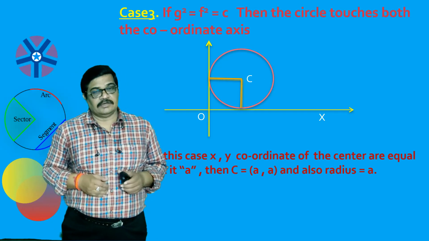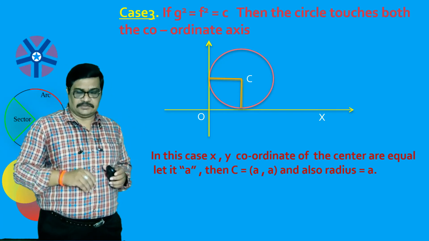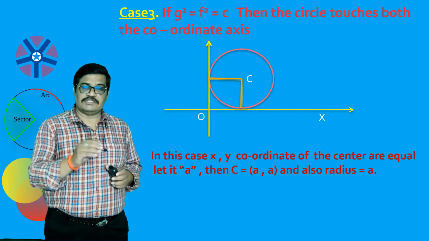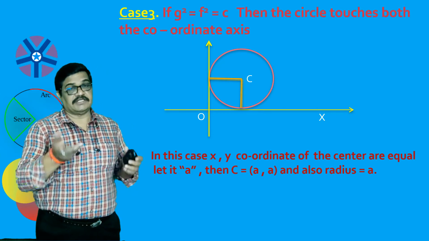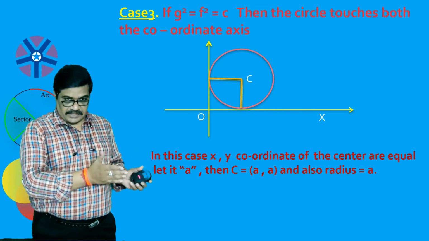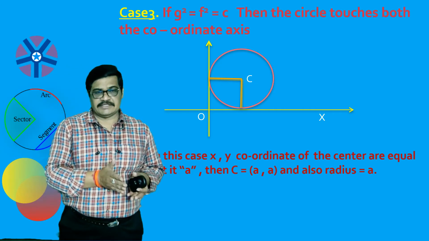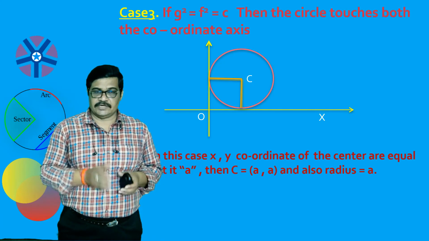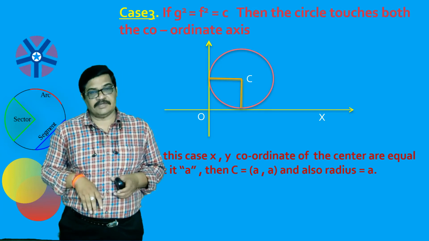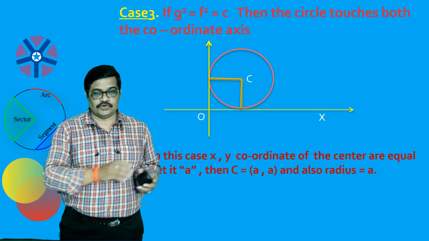If you are given a center (2, -2) and the circle touches both the coordinate axes, then write the circle equation. The radius is not given, but if the circle touches both the x-axis and y-axis, then what is the radius? The radius is the modulus of the x-coordinate or y-coordinate. That is the radius of the circle. Okay, this concept.